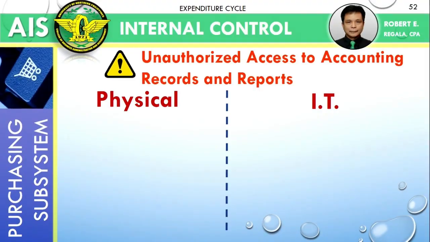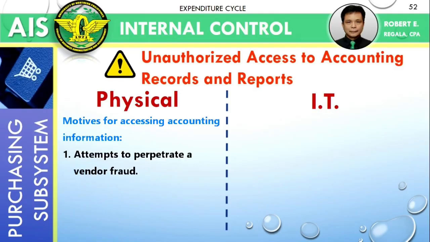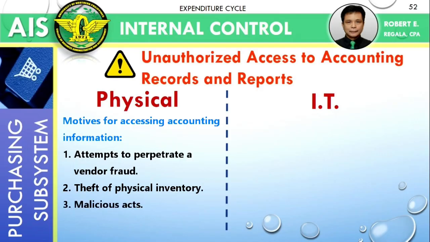Risk of unauthorized access to accounting records and reports. Accounting information is at risk from unauthorized access from outsiders, as well as employees of the organization. The motives for accessing accounting information include 1. attempts to perpetrate a vendor fraud, 2. theft of physical inventory. Access to inventory records allows the perpetrator to conceal a theft. And 3. malicious acts, such as corrupting or leaking financial control.